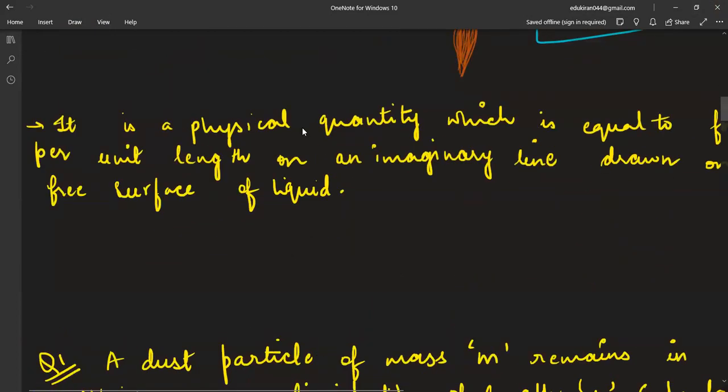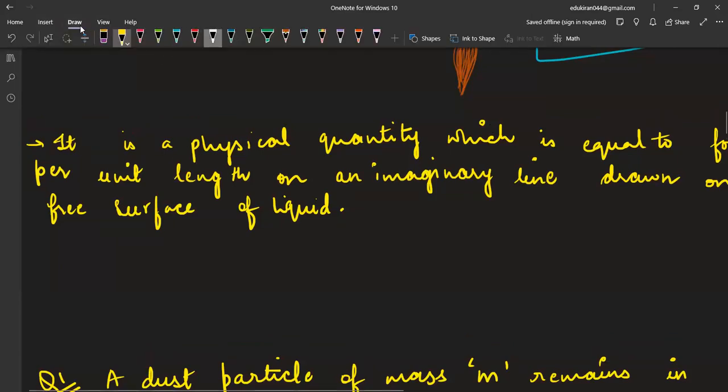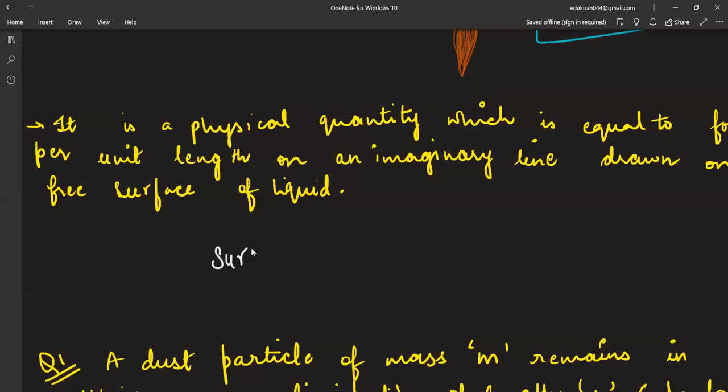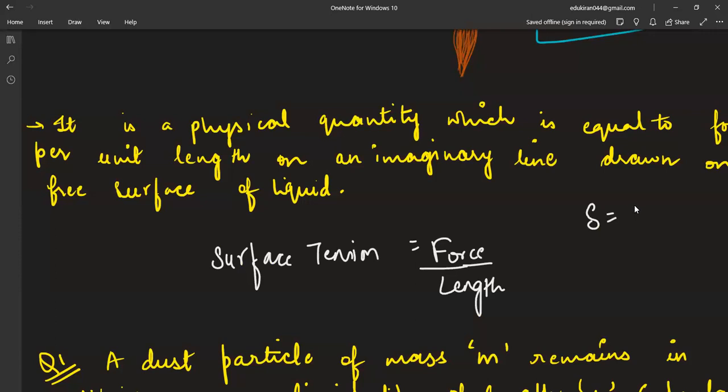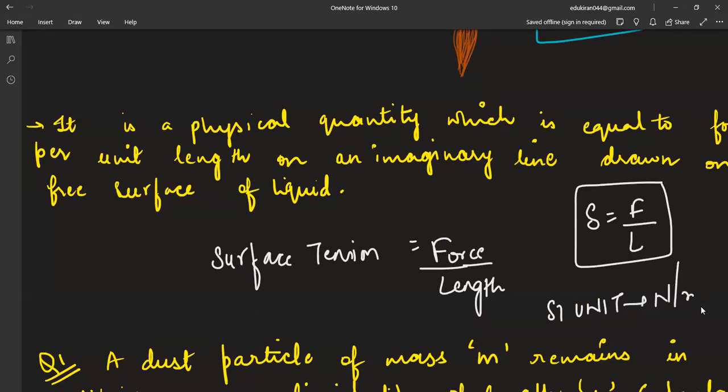Now, the formula of surface tension. It's a physical quantity which is equal to force per unit length on an imaginary line drawn on its free surface. That was physically, but how will you write it mathematically? Surface tension is basically force per unit length. So the SI unit is Newton per meter. This will be used in your dimensional analysis questions also. A very easy question I'll show you, so this will be clear.